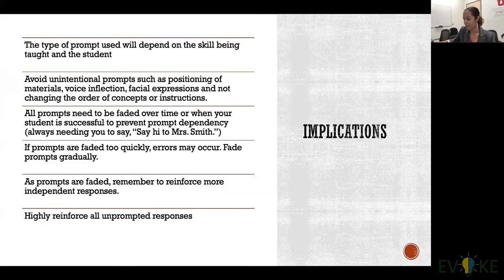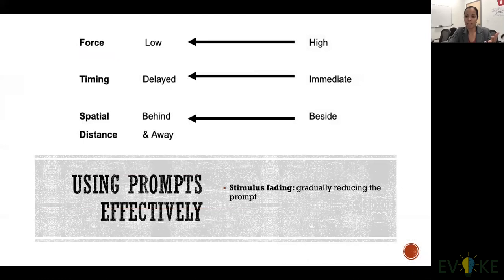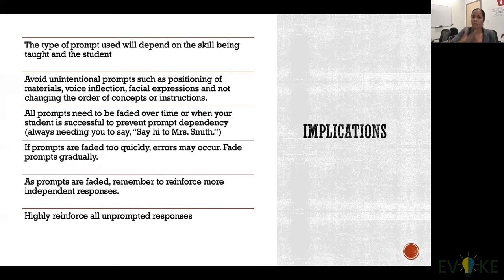Again, I can't emphasize how important it is to monitor the child's progression to ensure that the fading is being successful, and that it's not being faded too soon or too slow, where the child then becomes prompt dependent because it's being faded too slowly, or the child makes errors in learning because it's being faded too quickly. Some additional implications: the type of prompt that's being used is going to depend on the skill being taught and the abilities of the child, him or herself.